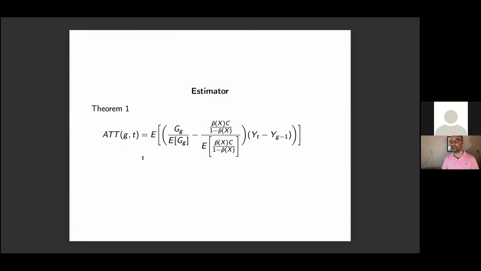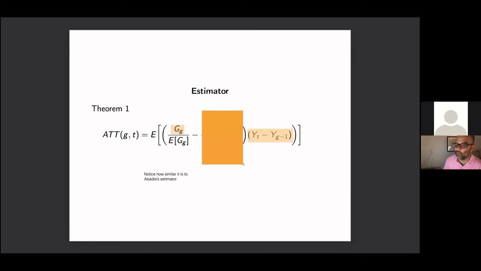And here is the estimator. All right. Notice how similar it is to Abadie's estimator. Okay. So you have over here this difference. You've got a dummy for whether you're in the treatment group or whether you're in the control group. Now, if you're in the treatment group, then that's a 0. And all you'll do is you'll take that first difference and you'll weight it by that share. All right. Just like we did before with the Abadie.